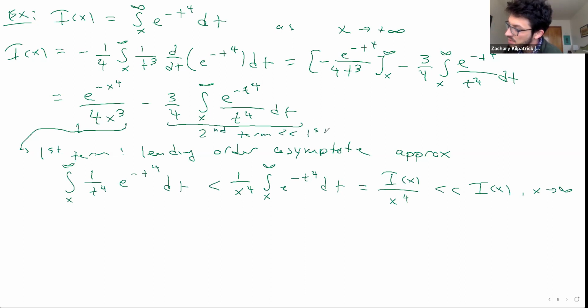So the point is that your second term here needs to be much smaller than the first term for this to be a useful integration by parts. Otherwise, your integration by parts is not really generating an asymptotic series, because successive terms are not smaller than the previous terms. And in particular, they have to be of order smaller than the previous terms, or little o of those previous terms, if you wish.